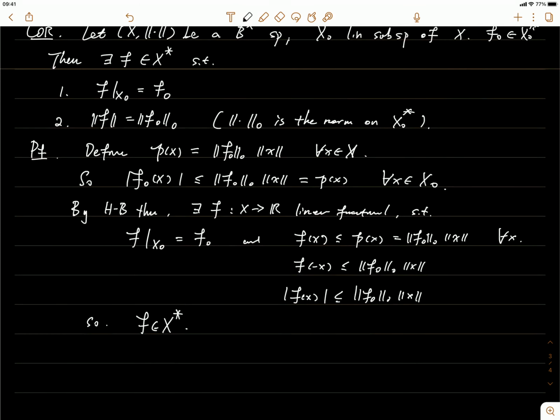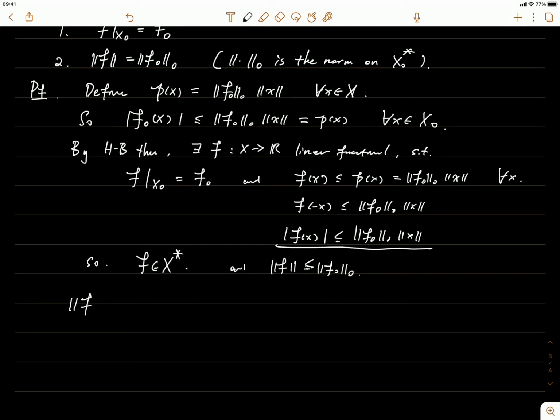Okay, and not only that, we show that the norm of F, according to what I have here, should be less than or equal to this. Okay, but we actually want it to be equality. I want this to be equal. So we want to show that this is also true. And how do we show that?